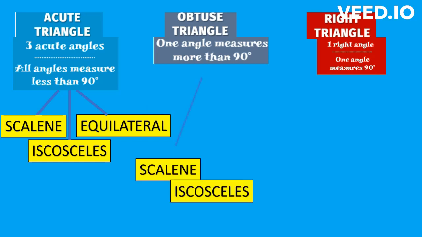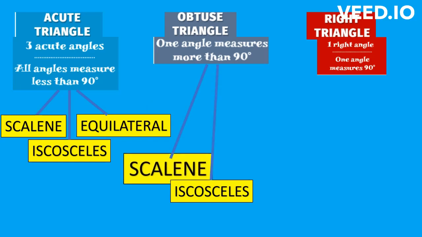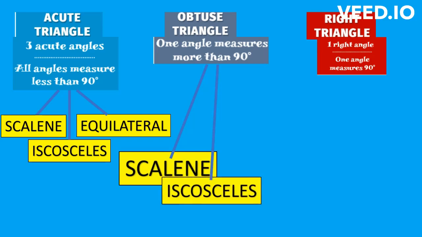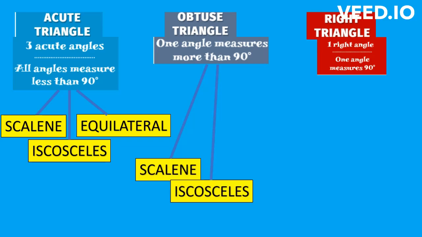So an obtuse triangle also can be scalene or isosceles. Scalene means all sides of different lengths. Isosceles means two are equal. So a right triangle also can be a scalene or isosceles triangle.